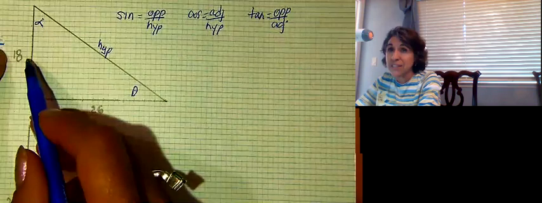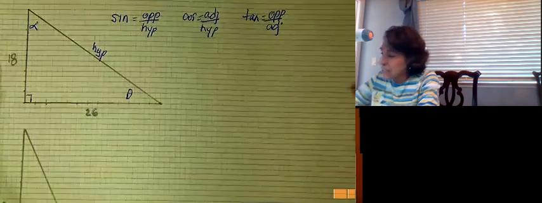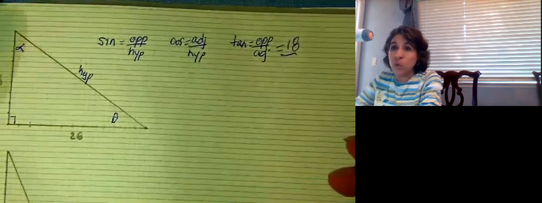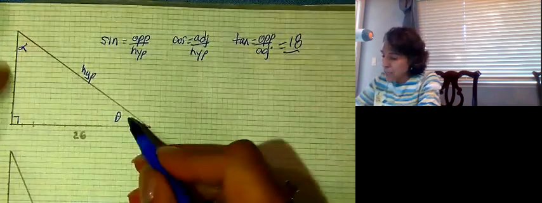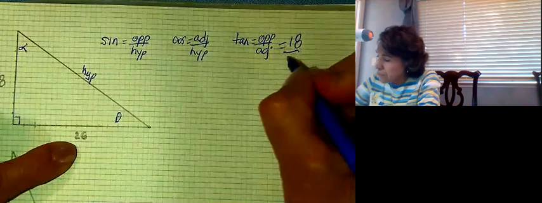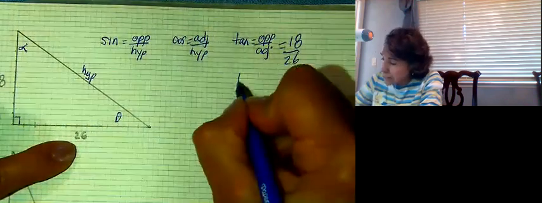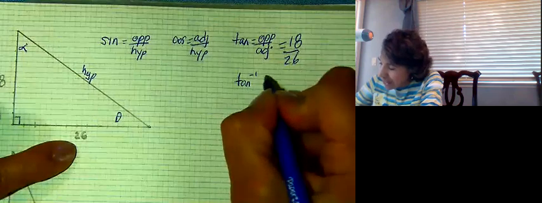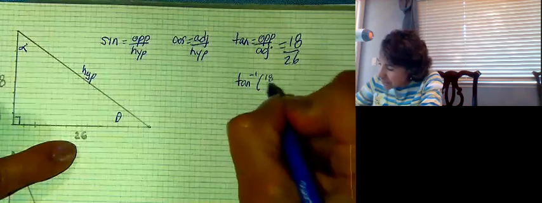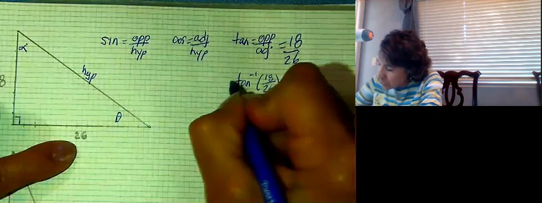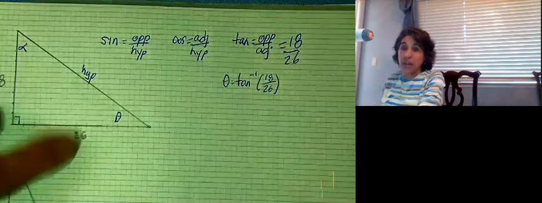So who's the opposite to theta? It's 18. And who's adjacent to theta? 26. Okay, so I told you guys I like the term arctangent instead because it's not the inverse. You're not putting 1 over it. So theta is equal to the arctangent.